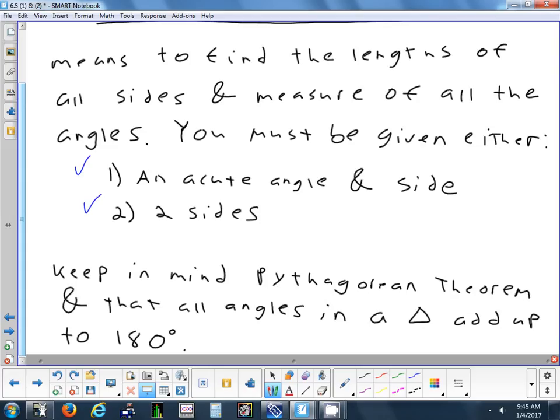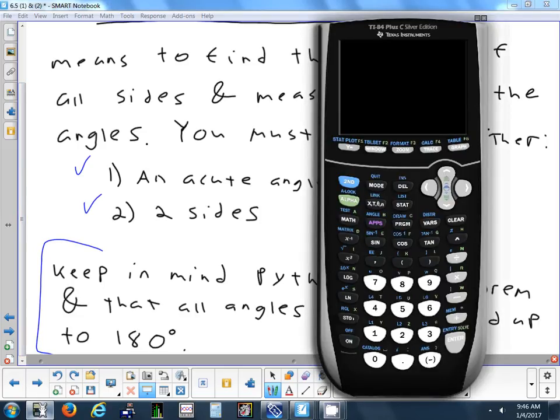When you're solving a triangle, make sure you keep in mind the Pythagorean theorem. That can help you find the sides. And keep in mind that all the angles in a triangle have to add up to 180 degrees. So those are really the only tools, other than sine, cosine, and tangent, that you need to solve triangles. Also, when we're solving a triangle, we will not use secant, cosecant, or cotangent. Main reason why? We don't have buttons for them on the calculator. We're going to stick with sine, cosine, and tangent because they can do everything we need.